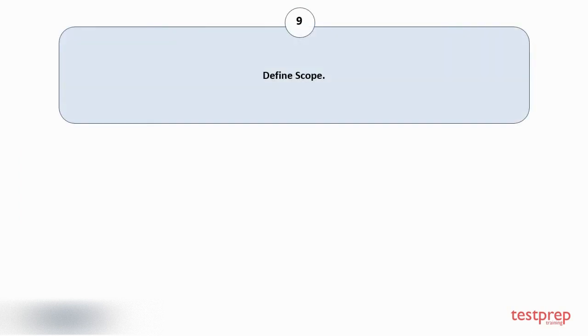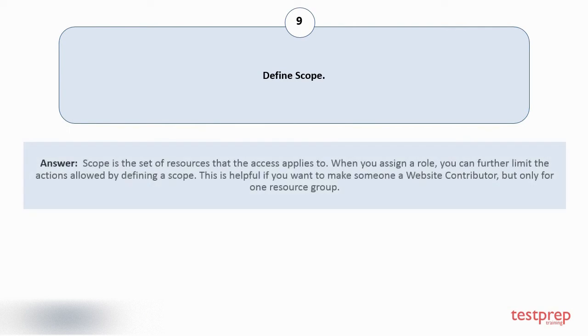Question number 9, define scope. Your answer is: scope is the set of resources that the access applies to. When you assign a role, you can further limit the actions allowed by defining a scope. This is helpful if you want to make someone a website contributor, but only for one resource group.